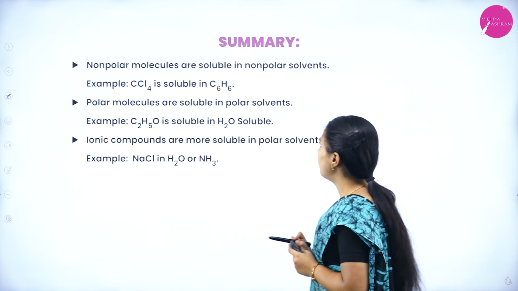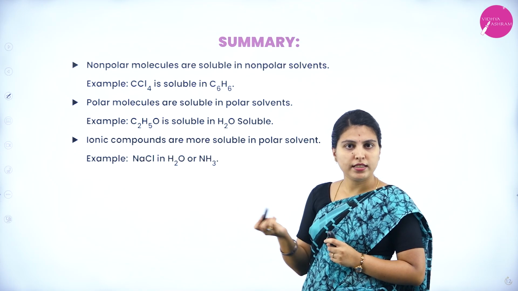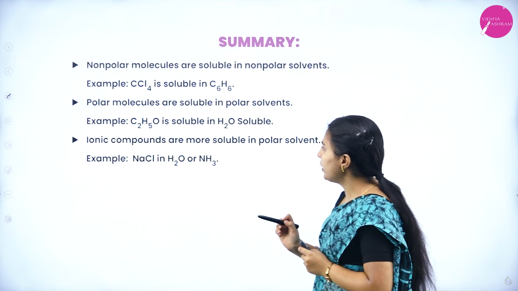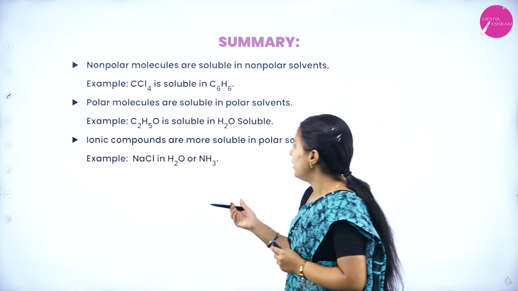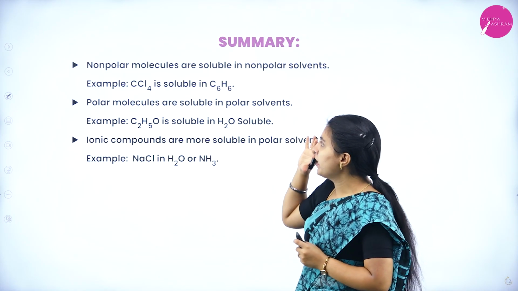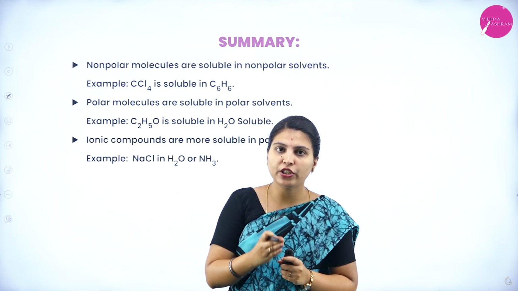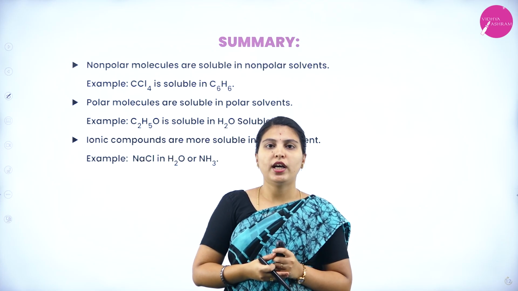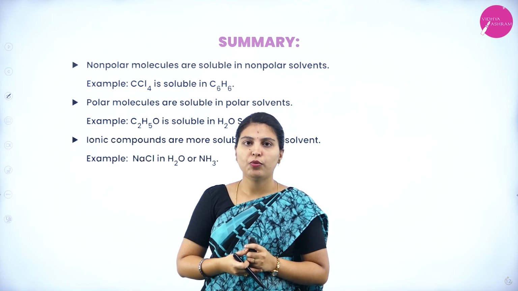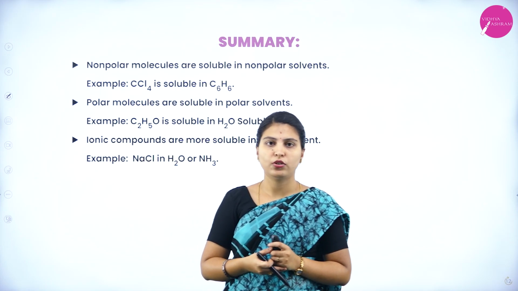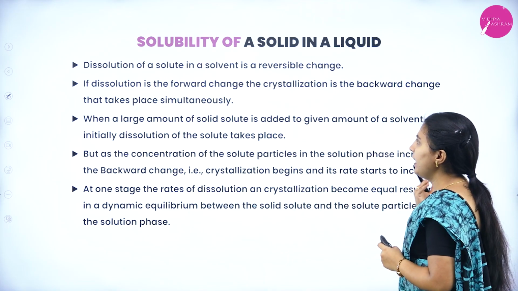Polar molecules are soluble in polar solvents, that is, ethanol is soluble in water, which is a polar solvent, and ionic compounds are more soluble in polar solvents, like NaCl in water or ammonia. This is the summary of solubility. Once again, non-polar molecules dissolve in non-polar solvents, polar molecules dissolve in polar solvents, and ionic compounds dissolve in polar solvents.